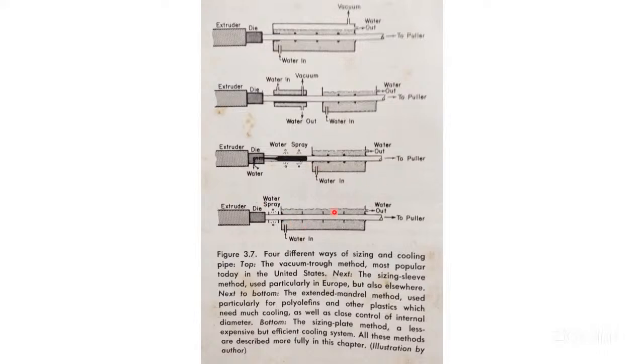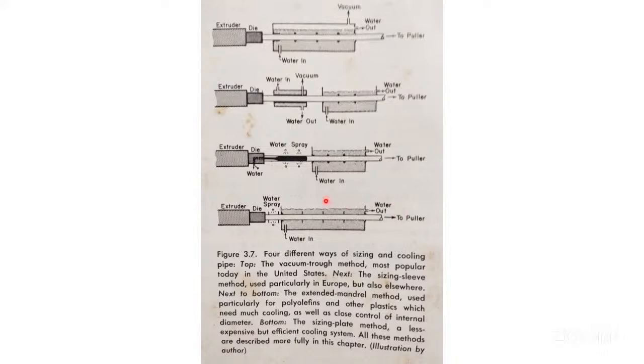The fourth method is the sizing sleeve method, or maybe the sizing plate method, not sleeve, plate method. There are a number of plates: 1, 2, 3, 4. The diameter is highest here. Here the diameter is somewhat less, maybe 10% less. Here 20% less, and maybe here 30 to 40% less. And here maybe 50% less as compared to this diameter. Therefore, the diameter goes on decreasing across these plates.